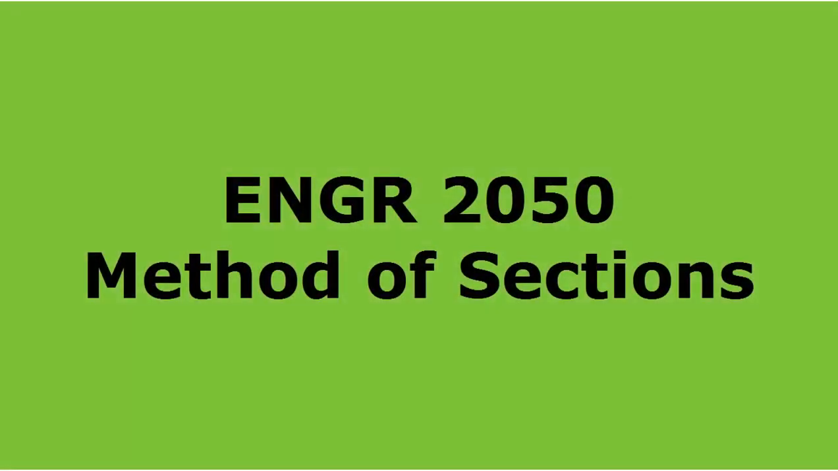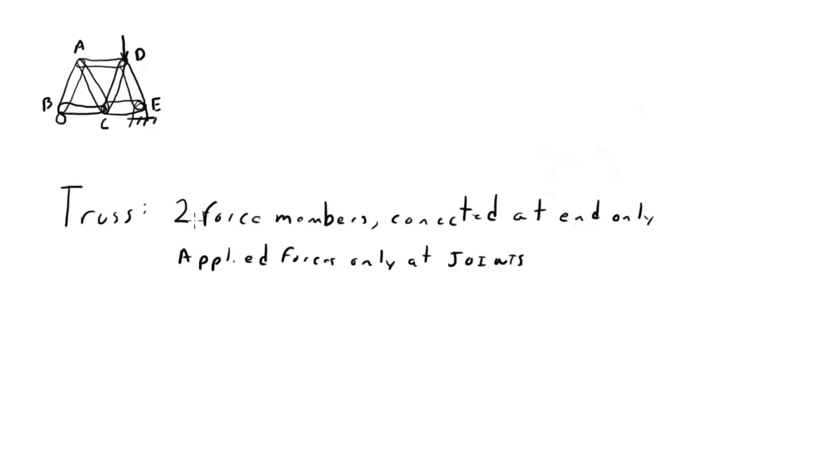Okay, welcome back. In the last video, I talked about the method of joints as one of the two methods that we had available to us for solving truss problems. Just as a review, what's a truss? A truss is two-force members connected at ends only, and applied forces only at the joints. That's what a truss is.